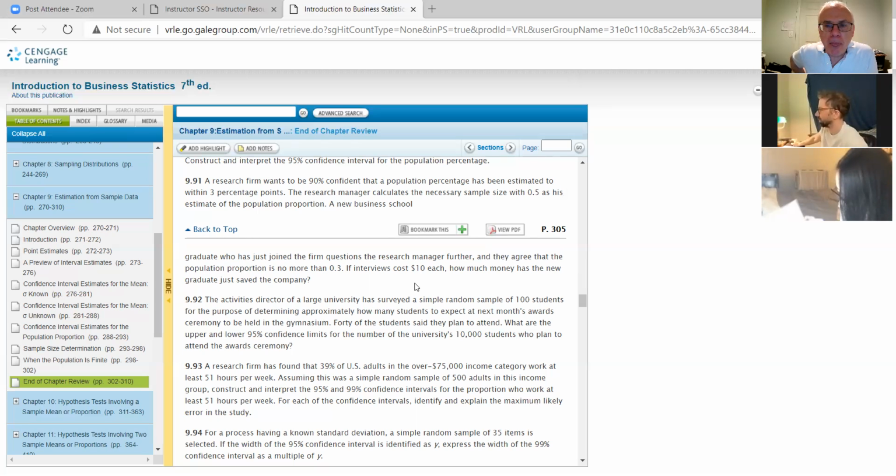So what you need to do in this problem is calculate it both ways. Calculate the minimum sample size both ways, and obviously the business school graduate will have a smaller minimum sample size, and just take the difference between those two sample sizes, multiply it by $10 per sample, and that's how much this graduate saved the firm.